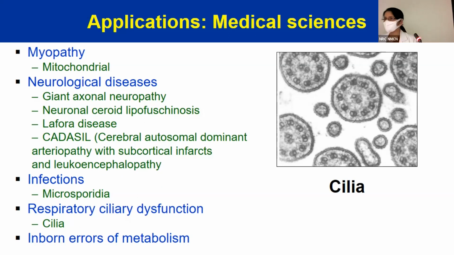For cilia, it is still being used to look at these dynein arms. You remember your biology classes, these were the... So you can look at cilia, especially in respiratory ciliary dysfunction and even in patients with infertility, where you want to look at the motility of the sperms.